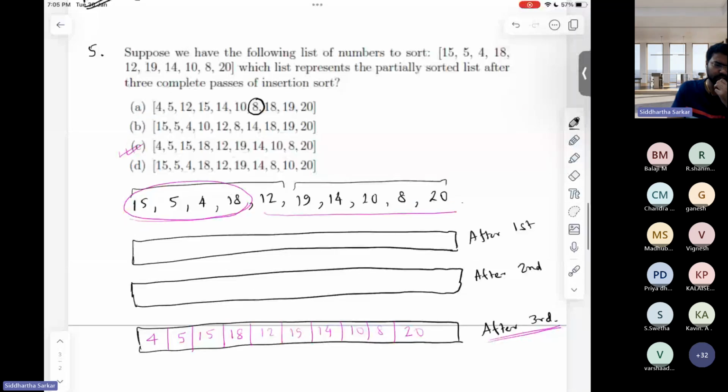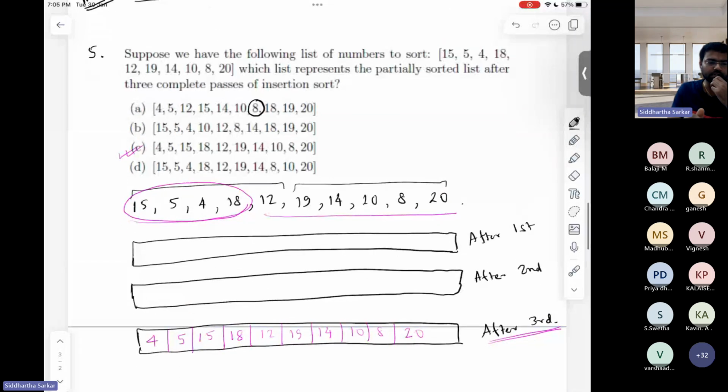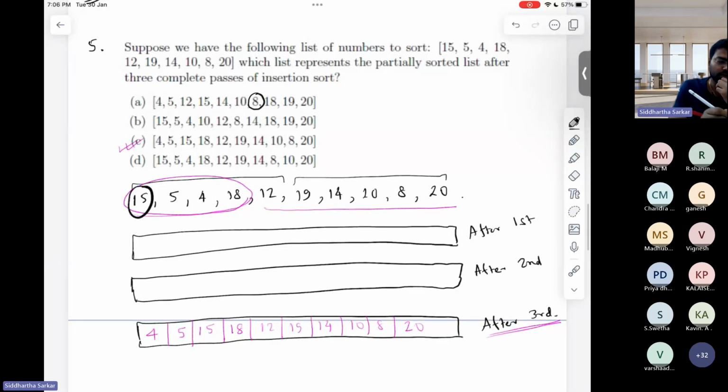Let's work on this array only, the previous question. To start with, 15 is already in sorted order by itself. The first element is already sorted by itself. Now, the first iteration has to ensure that 5 and 15 are sorted. So after the first iteration, 5 and 15 should be swapping positions, and the rest of the things will be as they are.